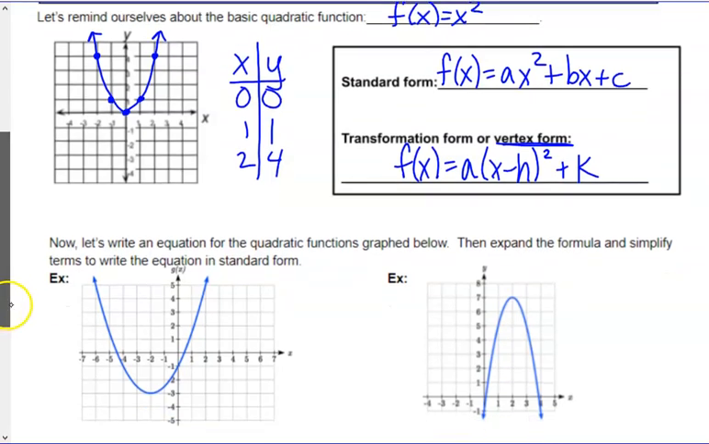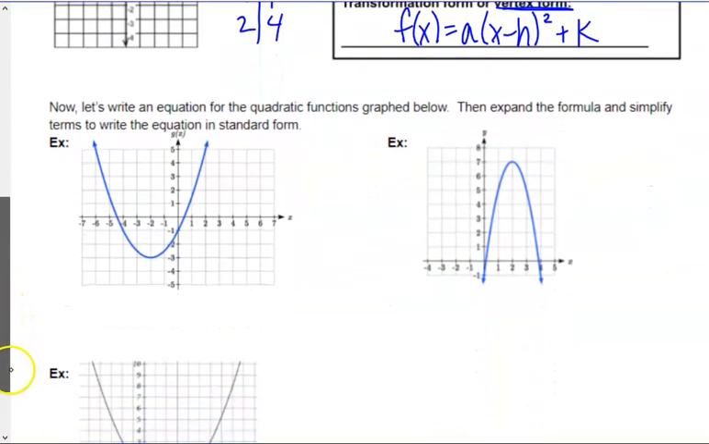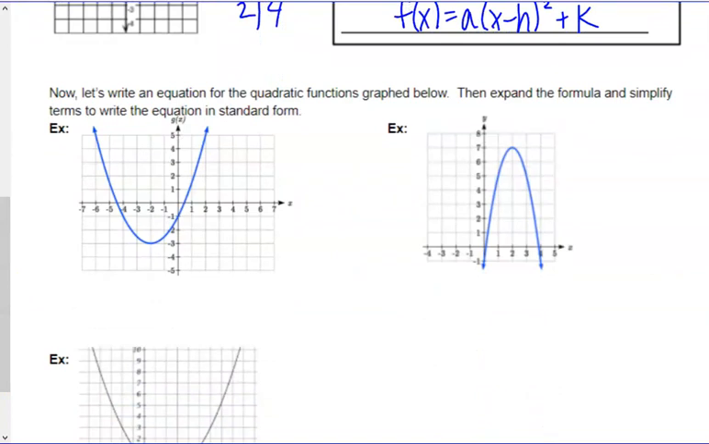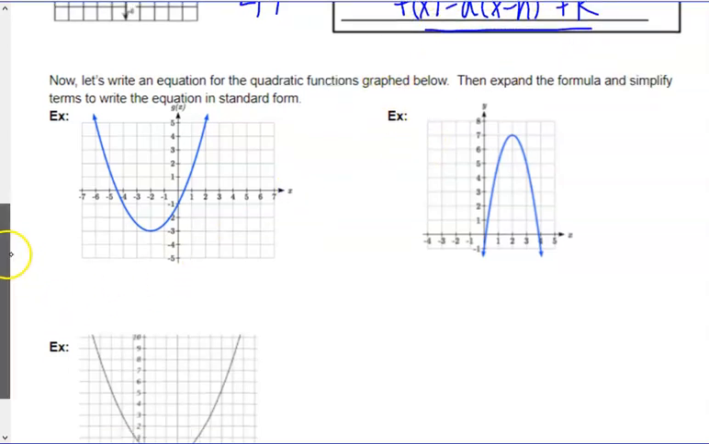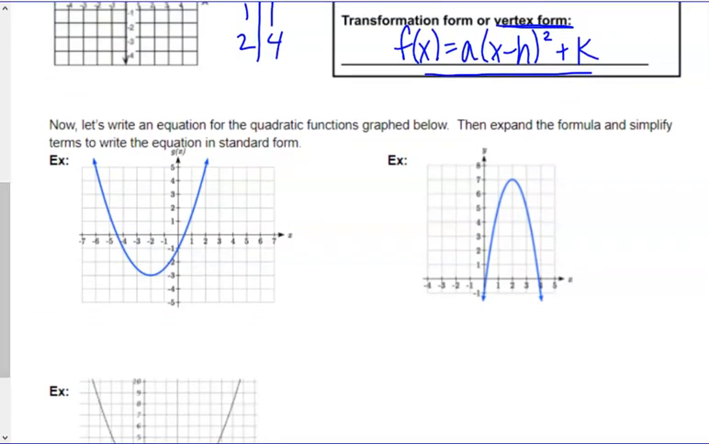So let's do a couple examples here of being able to take a parabola and write the equation of that quadratic function in vertex form. So we're going to use this vertex form, excuse me. We're going to write it in this, and then we're going to expand that formula into standard form. Actually, I'm just going to do that on the last one because I'm not sure too many of your problems ask you to do that. So we're just going to see that standard form in the last example here on the front page.